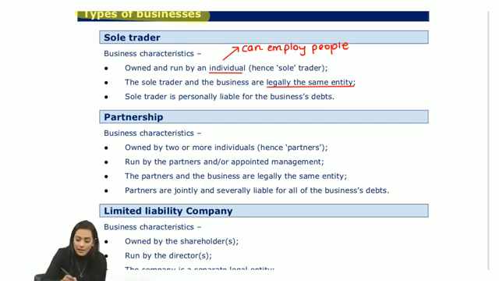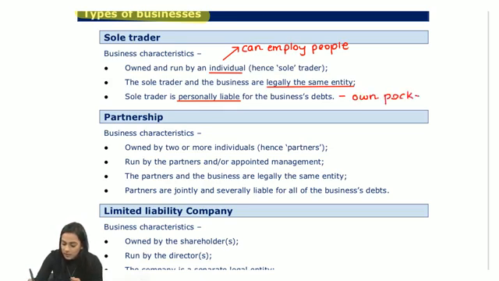So we say that the sole trader is personally liable for the business debts. So the sole trader has to reach into their own pockets and bail the company out. If the business is in trouble, then the individual is in trouble. If the business is doing good, then the owners are doing good as well. So the sole trader is an individual who runs their own business.